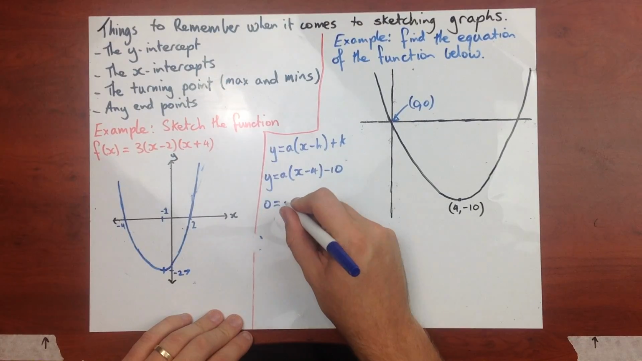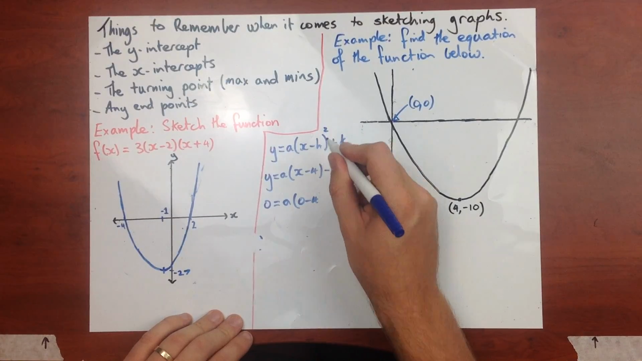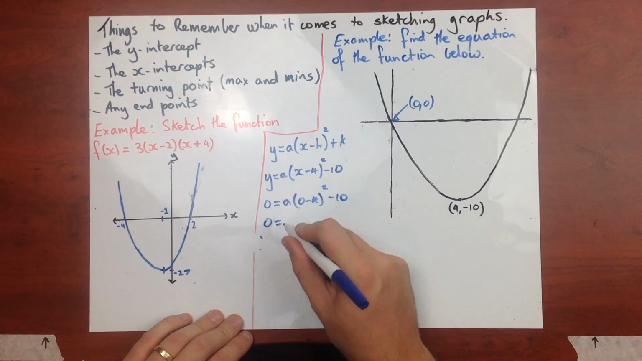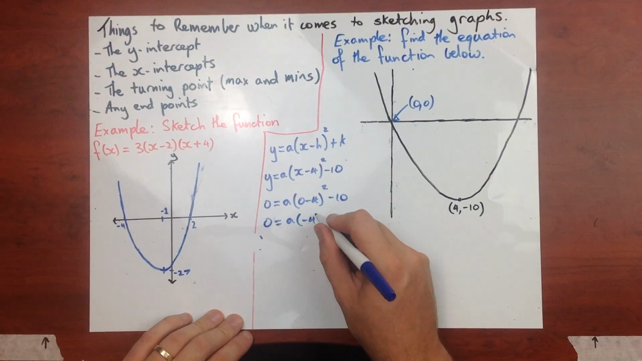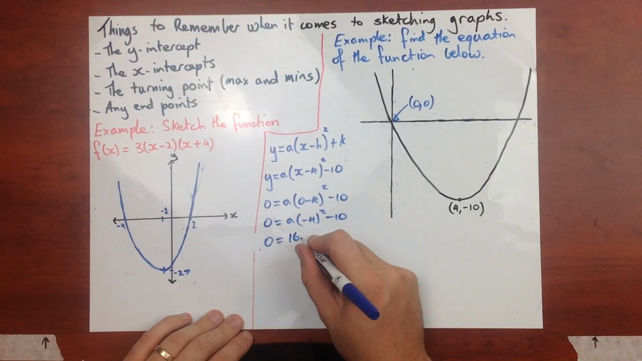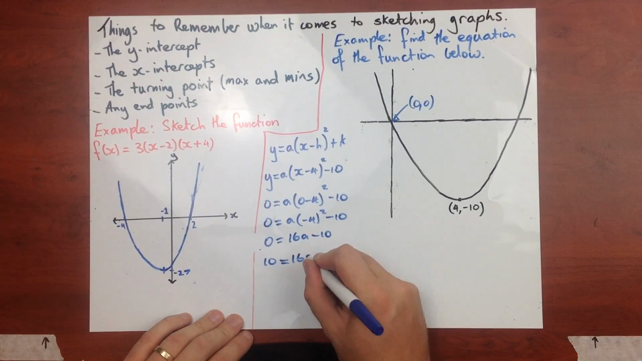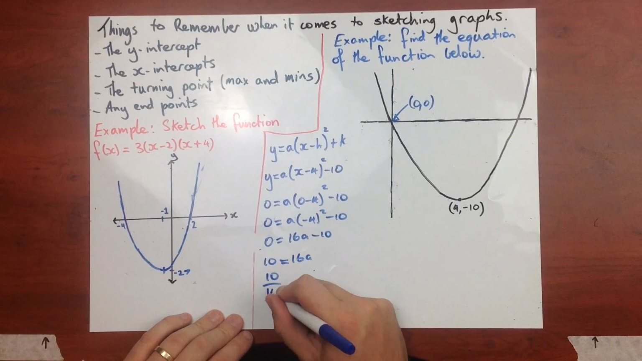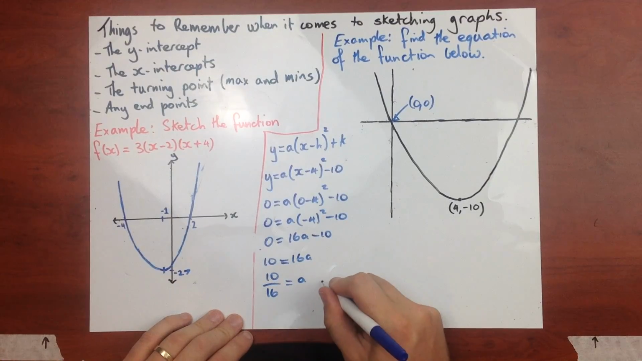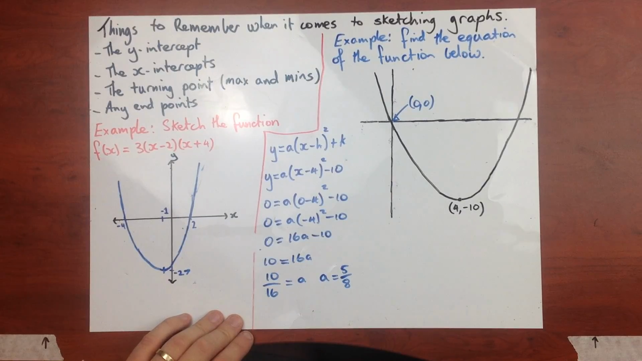So we go 0 equals a times 0 take 4, so that should be squared, take 10. So 0 equals a, 4 squared, take 10, so 0 equals 16a minus 10. So 10 equals 16a, so 10 on 16 equals a, so we can make that a equals 5 on 8. Make sure you simplify your fraction.